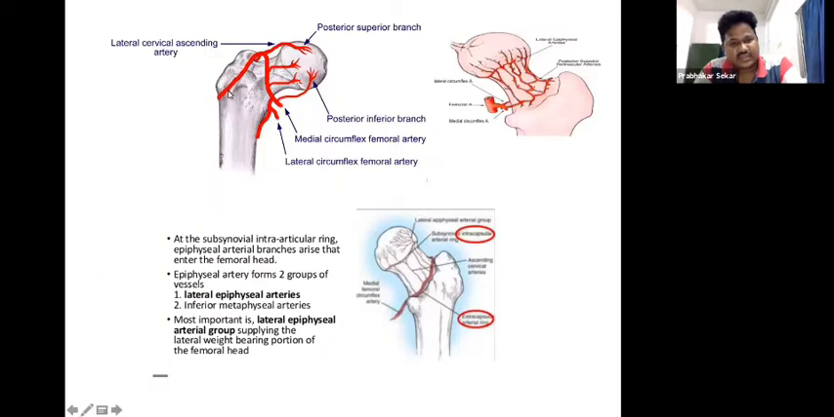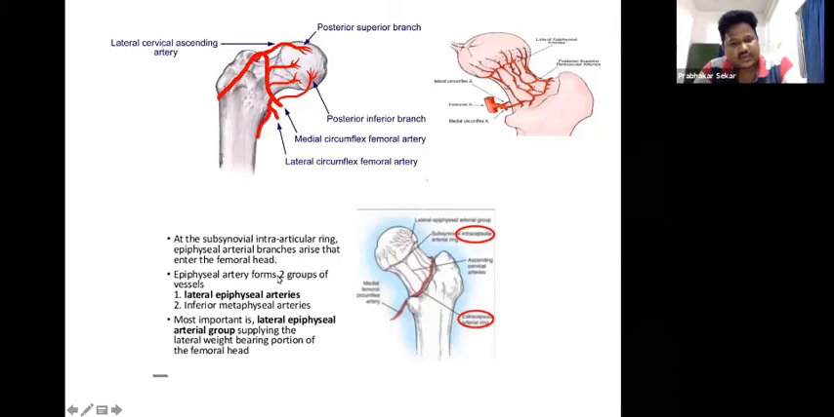Here the picture shows the lateral cervical ascending artery, which gives off the posterior-superior branch as well as the posterior-inferior branch, which supplies the major part of the femoral head. Then from the retinacular arteries, there forms the subsynovial ring. You see the subsynovial ring. First one I have told about is the extracapsular ring. This one is the subsynovial ring. So retinacular arteries, metaphyseal and epiphyseal arteries form the subsynovial ring. From the subsynovial ring arise the epiphyseal arteries.